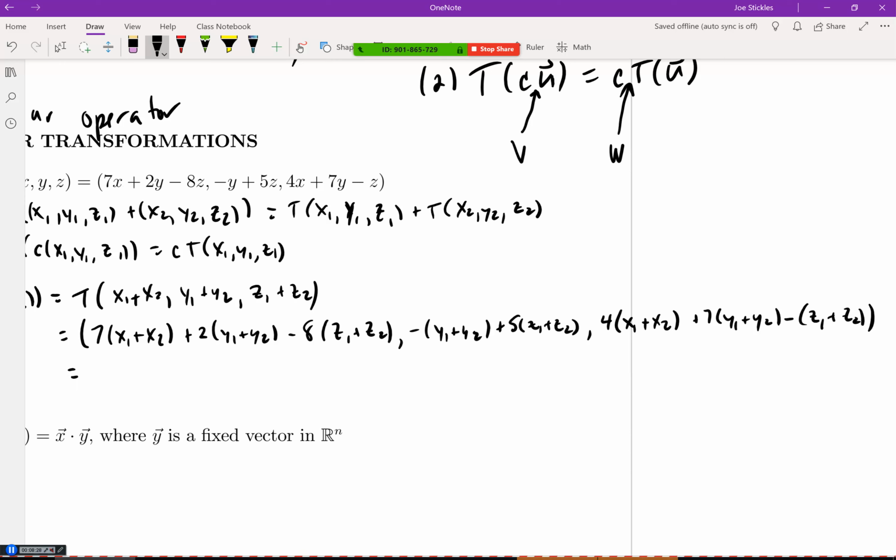Notice that I can distribute each of those constants through and then rearrange some things. So in this first one, I can write this as 7x1 plus 2y1 minus 8z1, and then 7x2, 2y2, 8z2, with the appropriate pluses and minuses in there. Same idea with the second component. Oops, that's a minus. And same idea with the third component.